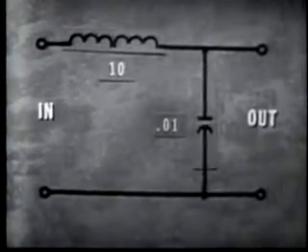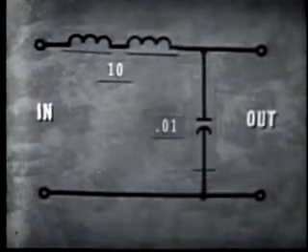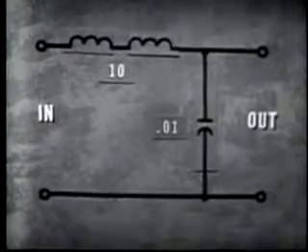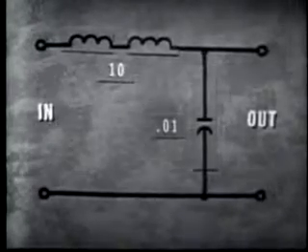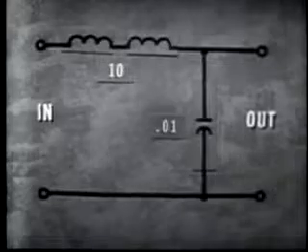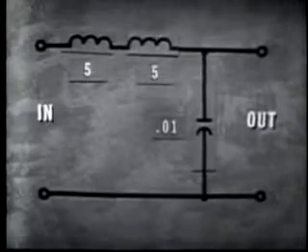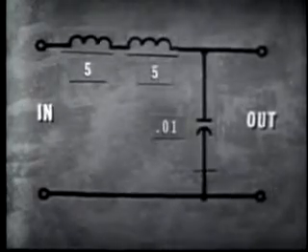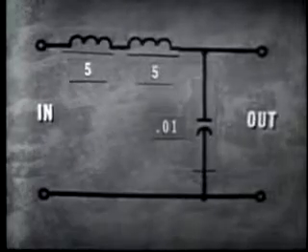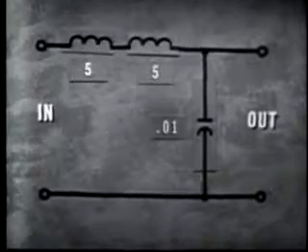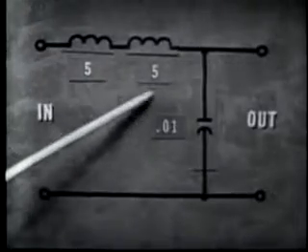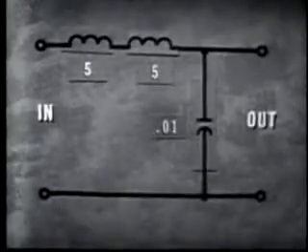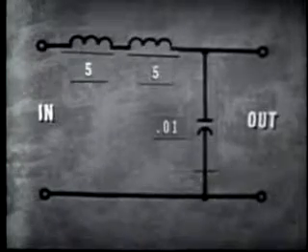For example, if we split this inductor into two equal parts and connect the parts together like this, have we changed total inductance? Now, each inductor equals 5 henries. And since inductors in series are added just like resistors in series, the total value of inductance is 5 plus 5, or a total of 10 henries inductance.